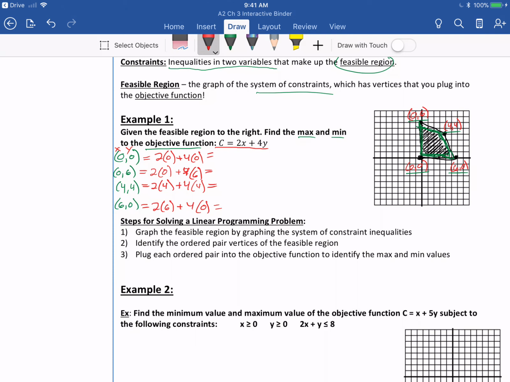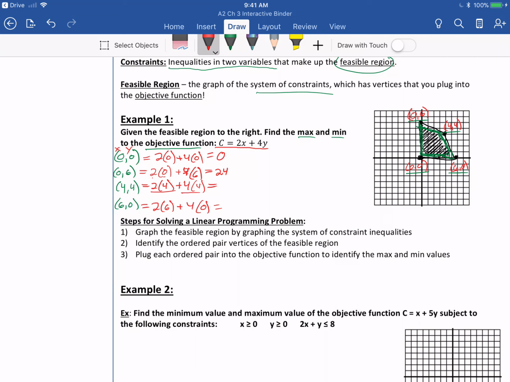So I look here, 2 times 0 plus 4 times 0 is going to be 0. A lot of times 0, 0 is going to be your min. Not always, though. You always have to check it. Now here, 2 times 0 is 0, plus 4 times 6 is 24. And here, 2 times 4 is 8.